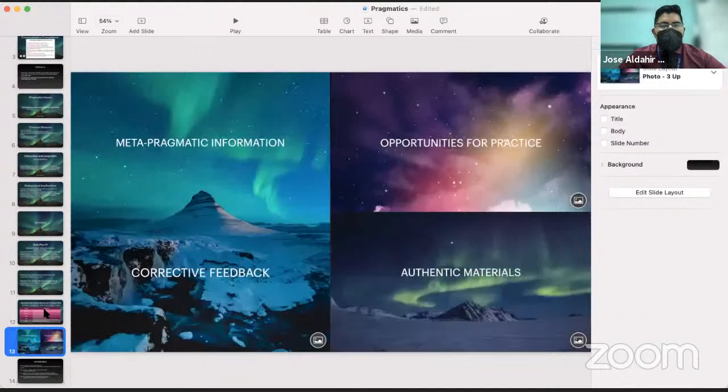To sum up, I'd like you to keep this in mind. It is important in order to teach pragmatics. We have to create the ability to understand that the pragmatic norms that we have in the first language are not the same as the ones in the target language. We have to create opportunities for practice. We have to give feedback.